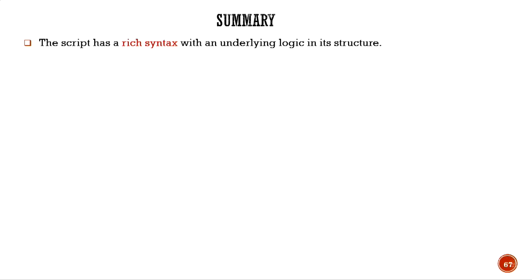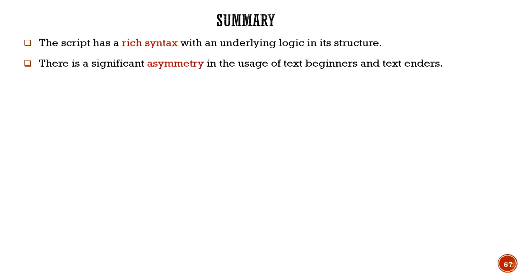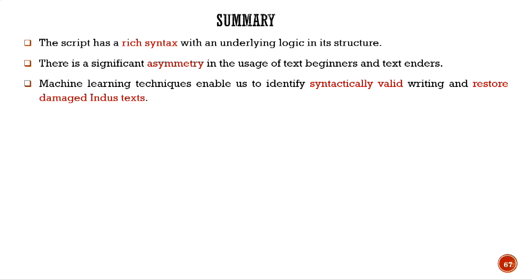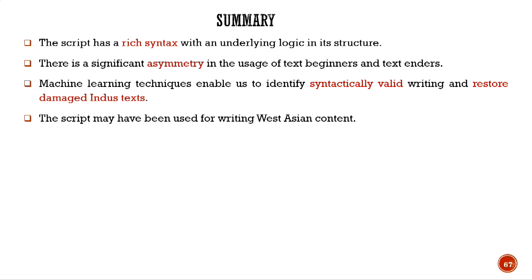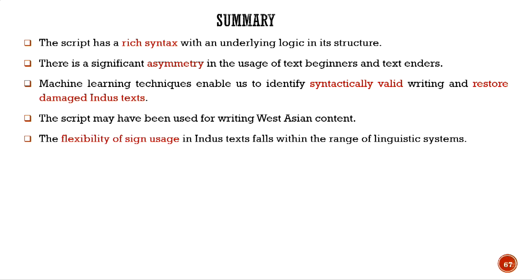So to summarize, the script has a rich syntax and an underlying logic in its structure. There is a significant asymmetry in the usage of text beginners and text enders. Machine learning techniques enable us to identify syntactically valid writing and restore damaged Indus text. The script may have been used for writing West-Asian content. I already showed you an example. If you use English to write French, we'll end up with sequences which will not make sense in English, but they are sensible in French and so on.